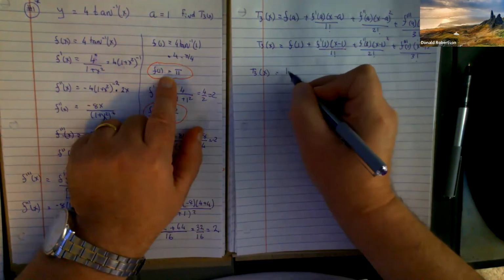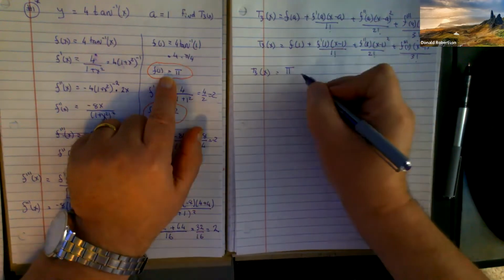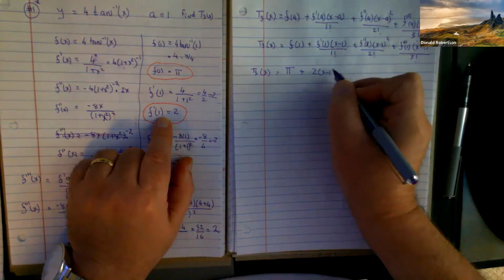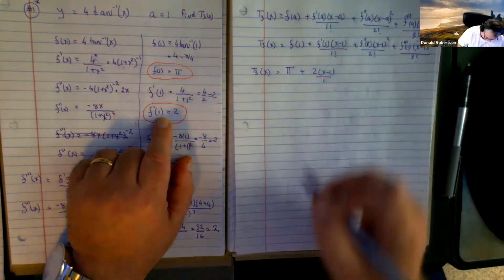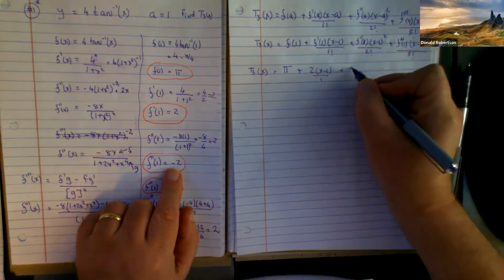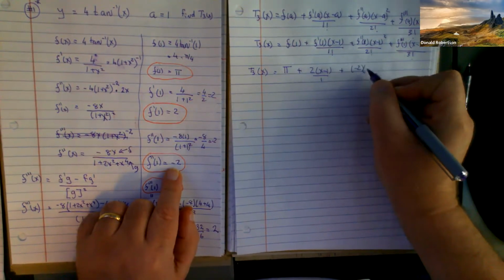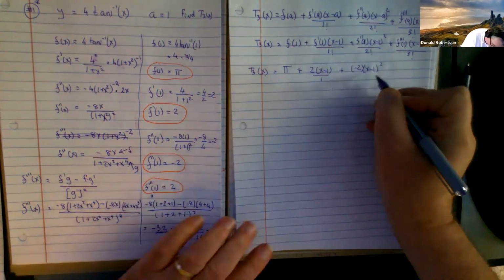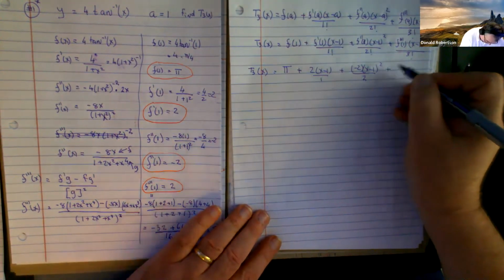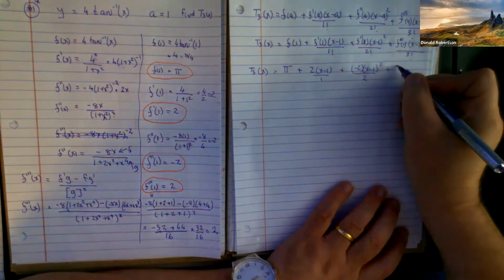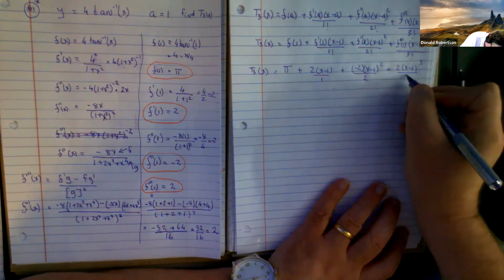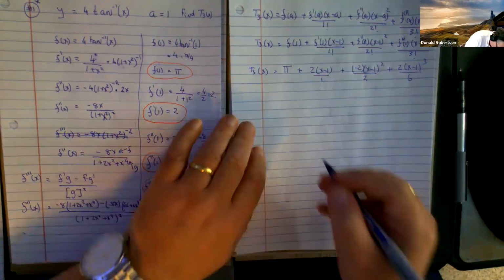F of 1 is pi. That guy there is 2, so it's 2 lots of x minus 1 over 1 factorial, which is 1. The second derivative at 1 is -2, so it's -2 x minus 1 squared, 2 factorial is 2. That guy is 2, x minus 1 cubed, and 3 factorial is 6.